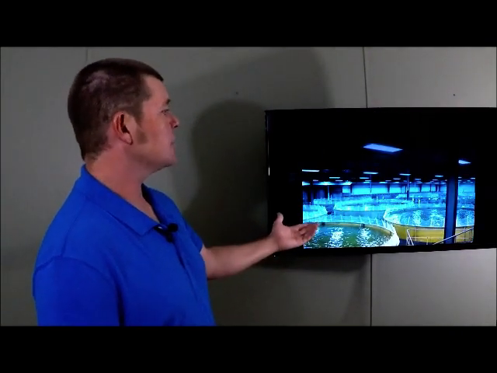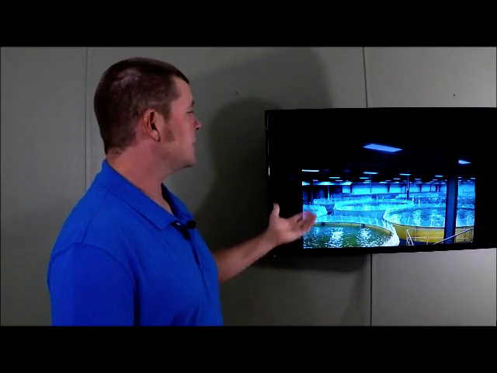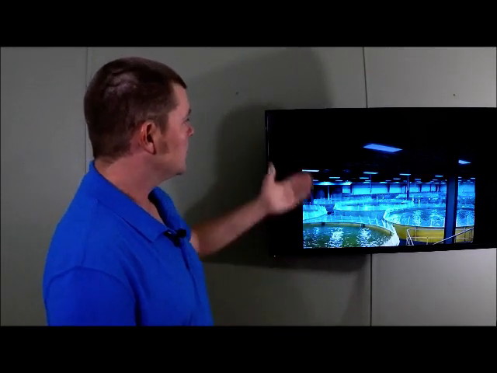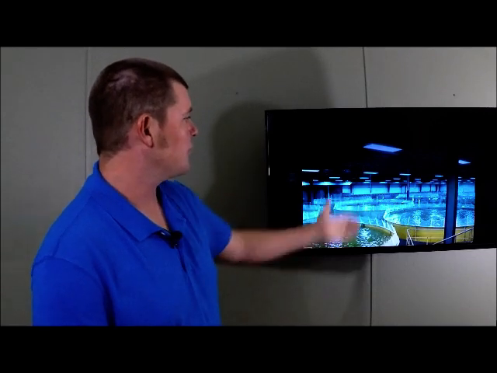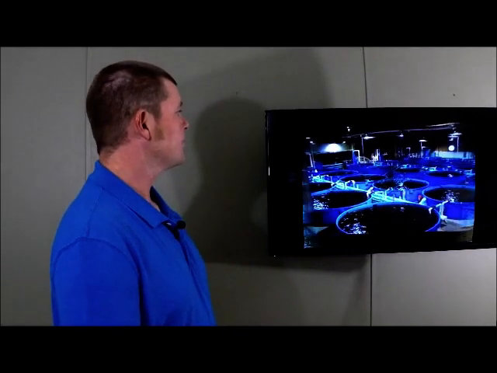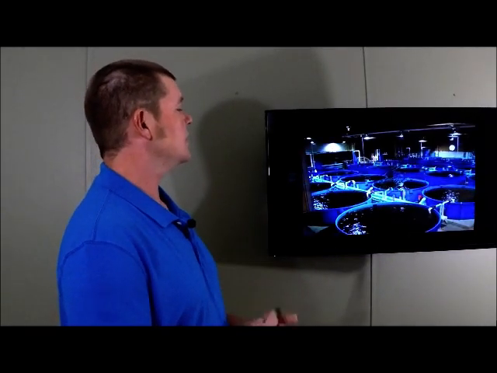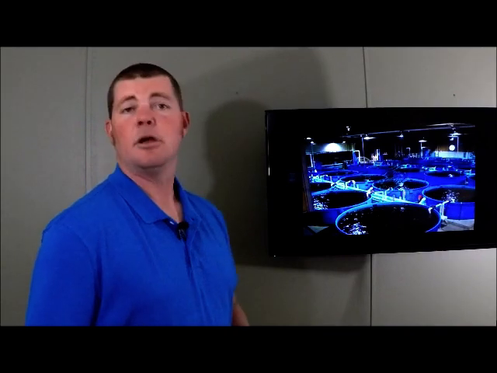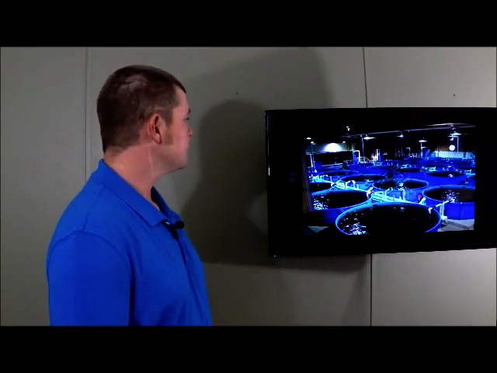And here's a picture of an indoor recirculating aquaculture system. This was actually Bell Aquaculture. You can see it's all lit up. Beautiful array there, all in an indoor controlled environment. Here's another picture of an indoor controlled environment RAS system.